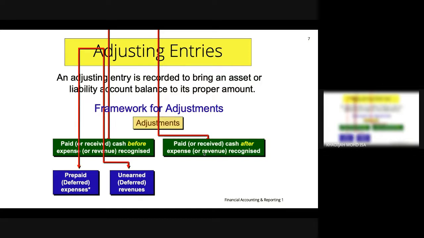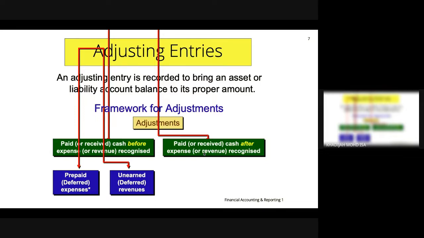Because of that, do we have prepaid expenses or unearned revenue? Prepaid expenses means you make payment for your expenses now, but it's for future expenses. You make payment in the current accounting period for a future accounting period. Or you receive cash for revenue which has not been earned. That's why it's called unearned revenue, or we call it deferred revenue. I prefer unearned revenue because it means that revenue has not been earned, but cash has been received.